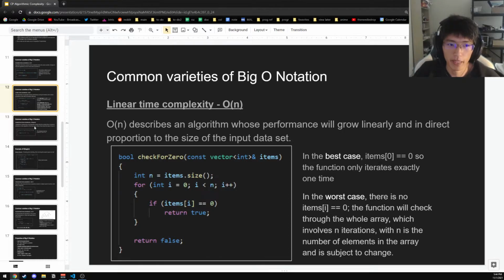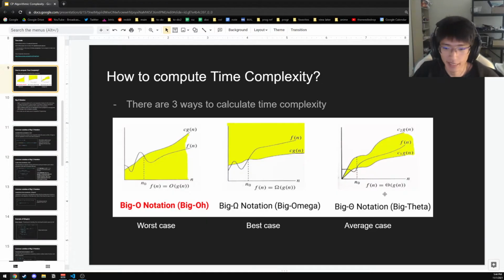And so if you think about big O, big theta, big omega or whatever, in the best case scenario, you might check one thing.